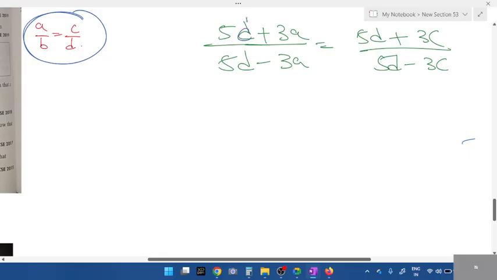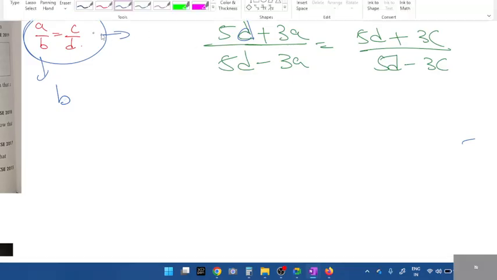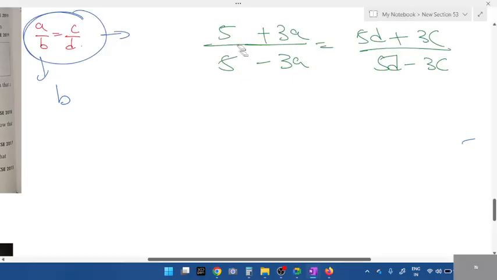D is first. If D is first, I have to apply invertendo. Right? If you apply invertendo, what do you get? No, not D, student. Sorry, B. This should have been B here. Okay. If I apply invertendo, what do you get? B divided by A is equals to E.